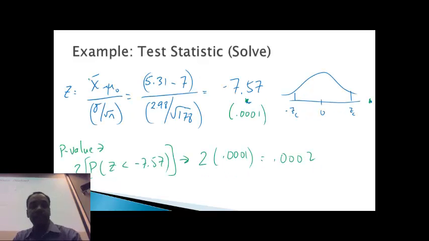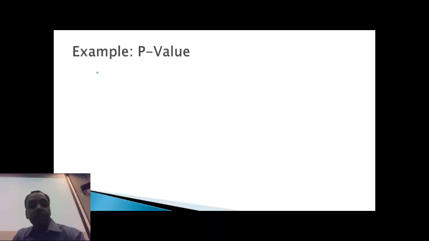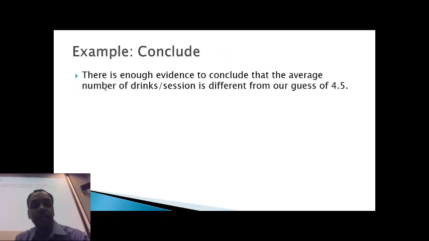Okay, so I did the p-value. And then let's see here. There is enough evidence to conclude that the average number of drinks is different from our guess of, that was my guess, 4.5, our guess of 7. Right?